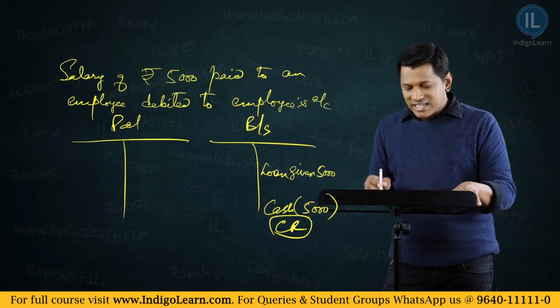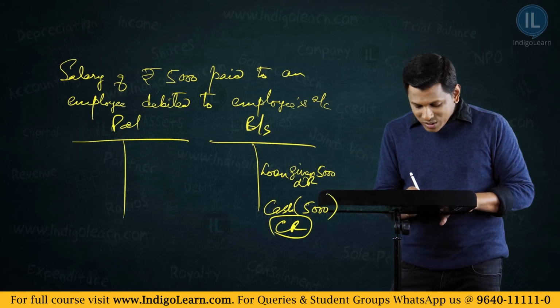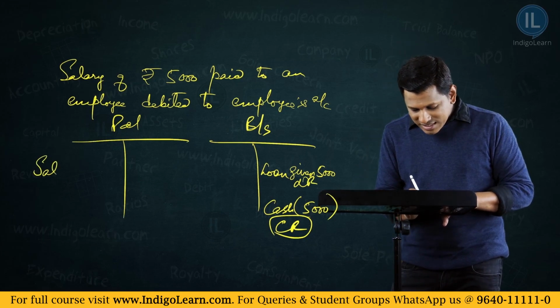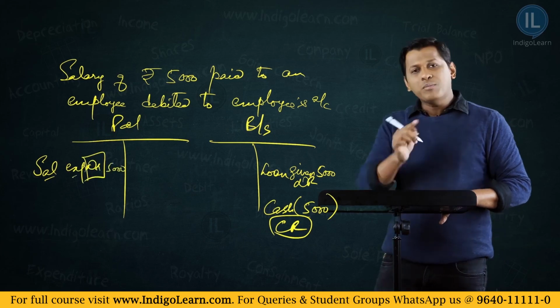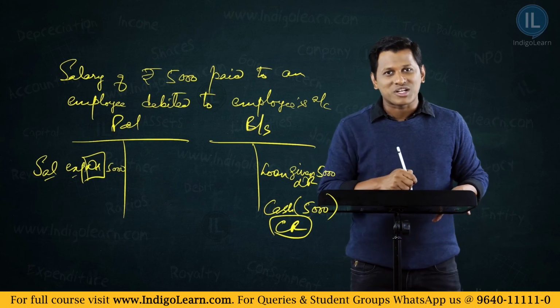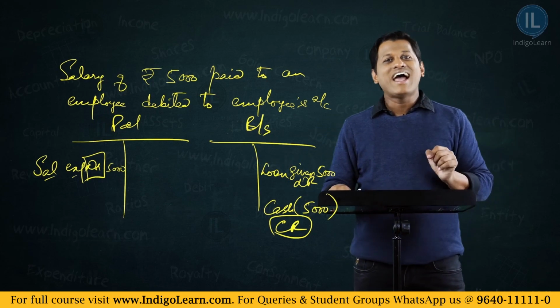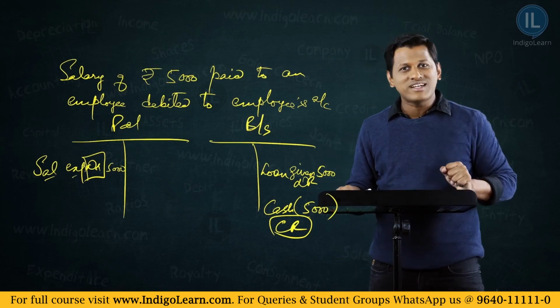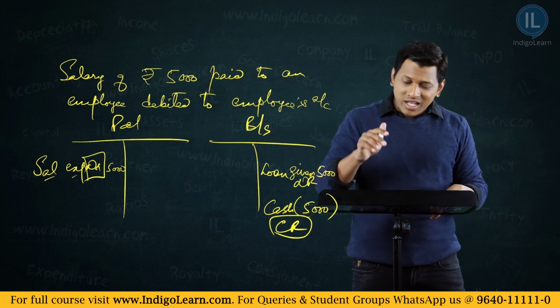So it shouldn't have been debited to loan given. It should have been debited to salary expenditure 5,000. So the debit impact should have come as salary expenditure. You are incurring an expenditure, you are not creating an asset. Are you clear about this point, friends? So, considering this logic, what should have been debited?